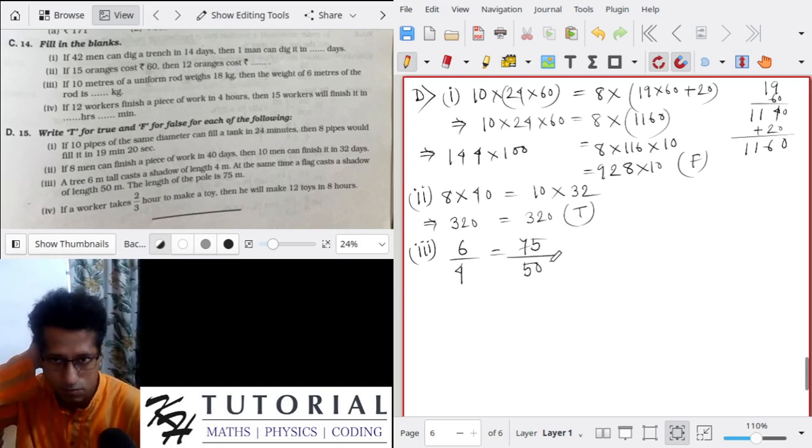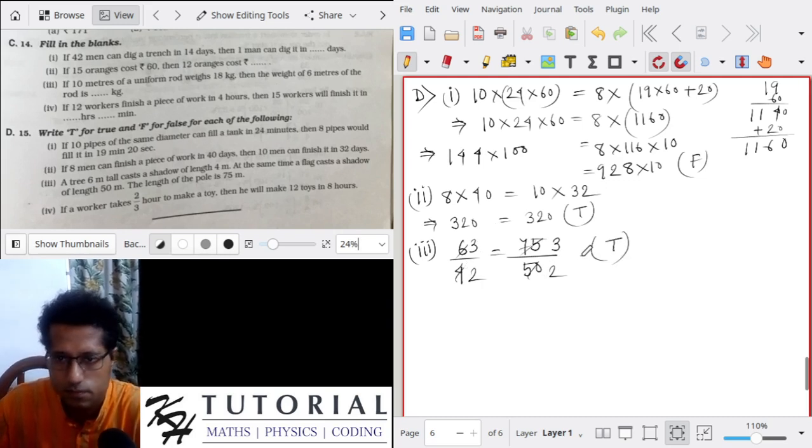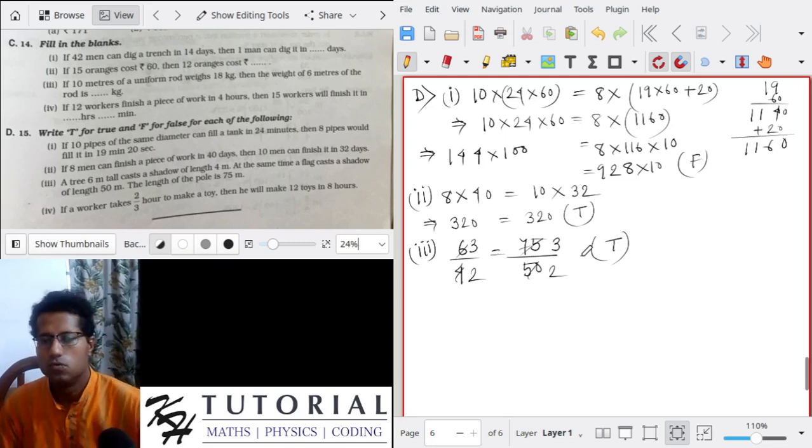So we must have 6 by 4 equals 75 by 50, and I do not think they are the same. No, wait, if we divide the right hand side by 25, this is 3 by 2. Oh, they are the same. And 6 by 4 is also 3 by 2. So they are the same. So this is a true statement.